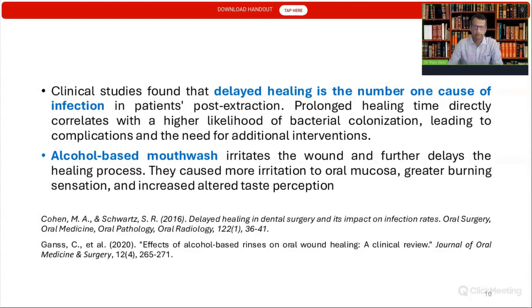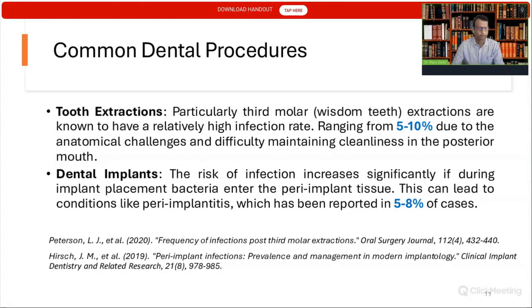Another important aspect is the type of oral care product we use. Alcohol-based mouthwash irritates the wound. It creates an irritating atmosphere. The healing tissues, the healing cells, get disturbed, and hence it delays the healing process. And because of the burning sensation and taste alteration, even compliance is very poor. So the healing process depends on the product as well.